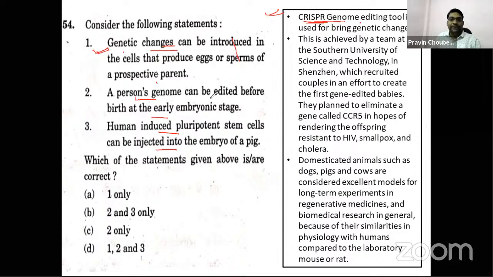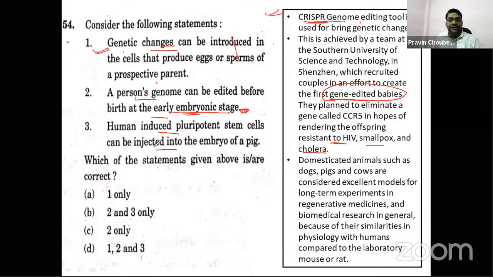A person's genome can be edited before birth at early embryonic stage. This also means research happens in many parts of the world, including China and USA, where the scientists produced a baby that is called gene edited babies. Okay, it's called first gene edited babies. Now the main objective of this type of baby is to protect such type of offspring from disease like HIV, smallpox, and cholera. So a person's genome can be edited before birth at early embryonic stage. So this is possible. Okay.